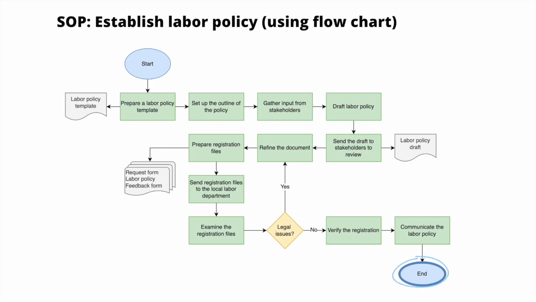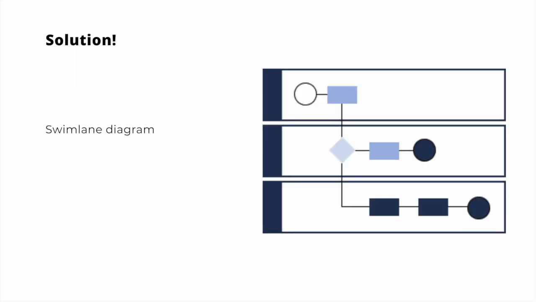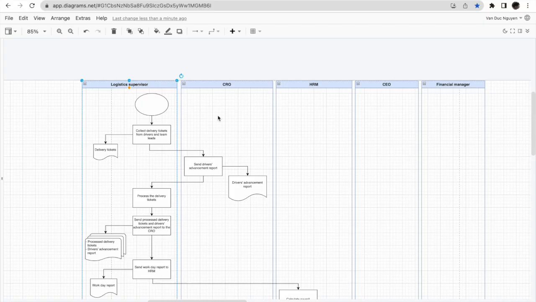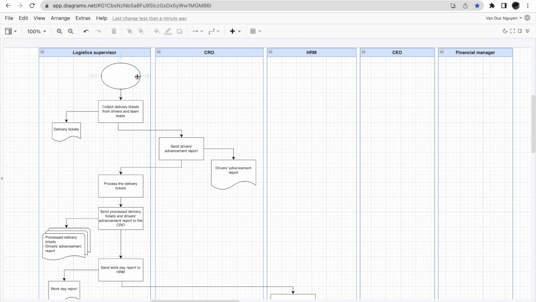However, one shortcoming of this flowchart is that it doesn't necessarily show who does which step. To fix this problem, we have another type of modeling, and it is called the swim lane diagram. Here's the SOP for payroll applied in the logistics department. As you can see, we have 5 positions participating in this business flow.